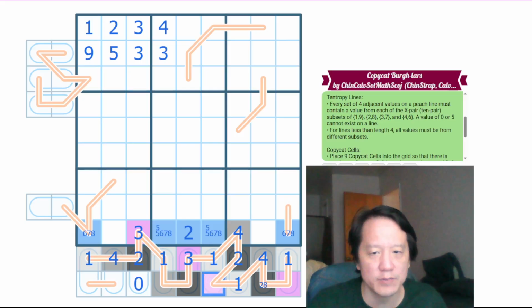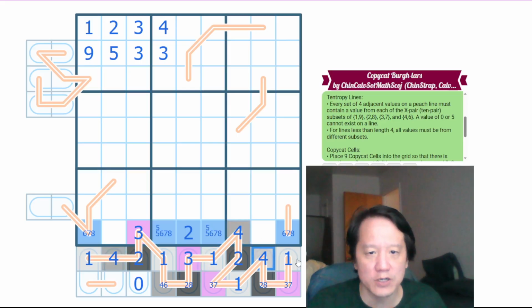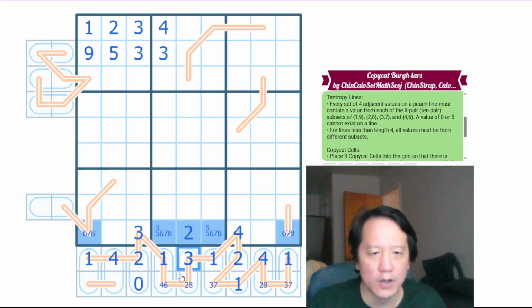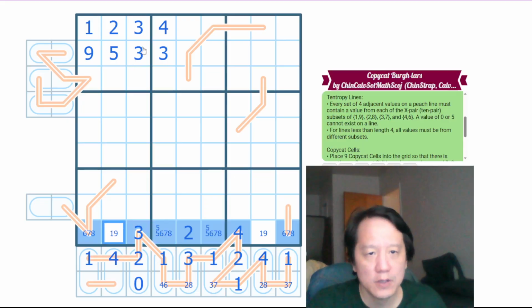So pink, again, must be 3 or 7. This must be 4 or 6. 3 here. This is 2 and 8 with it. And this is pink, which is 3 or 7. So we don't need the coloring here anymore. So we're going to remove the coloring here. This is not copycat, this is not copycat, and this is a 1-9 pair. Okay.